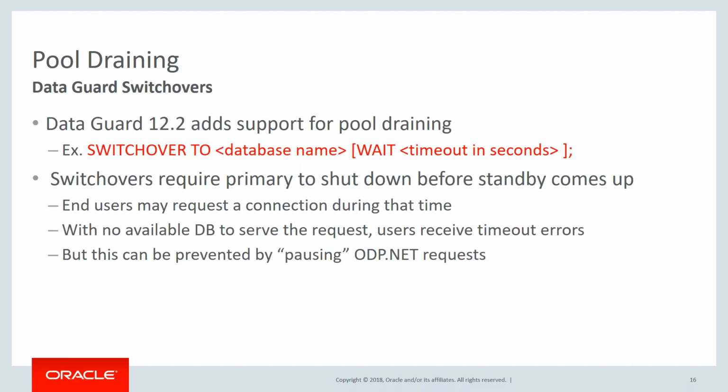It's a little bit different in a Data Guard switchover, which is a common use of Data Guard. In a switchover, when you take the entire database down, the database is shut down, and then the standby database is brought up, but at no point are both the primary and the standby running at the same time. The primary needs to be shut down first before the standby comes up.